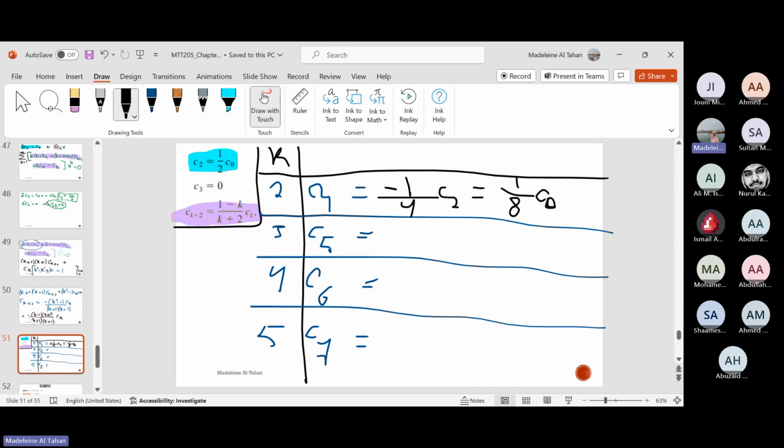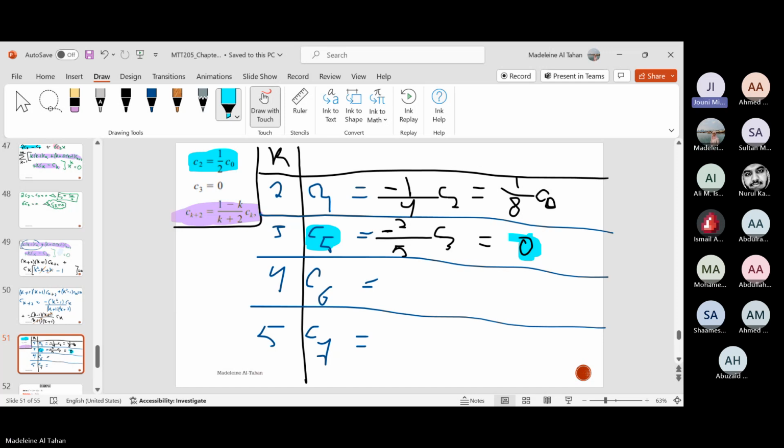Now, C5. So 1 minus 3 is negative 2 over 5. C3. What's C3? 0. I will, Doctor, highlight this one as 0. For C4, shouldn't it be negative? Negative 1 over 8?